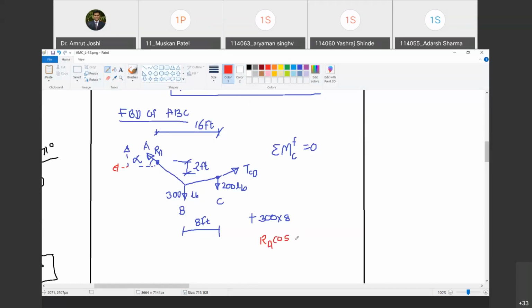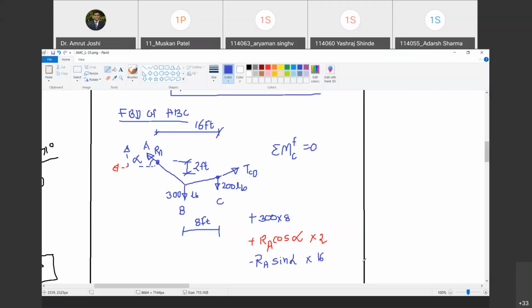Plus RA cos alpha into 2. Yes, because it produces anti-clockwise moment. So into 2. Now, what is the moment of RA sin alpha? Minus RA sin alpha into 16. Happy?